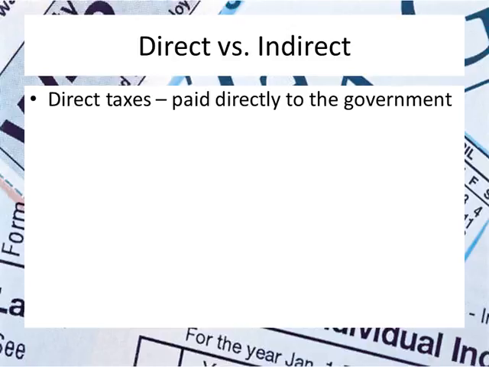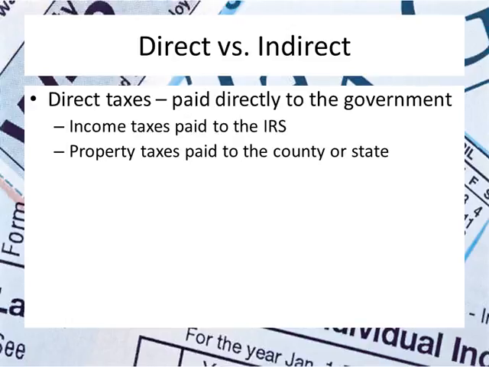There's a direct tax and an indirect tax. A direct tax is a tax that's paid directly to the government. Your income tax is an example of a direct tax. You pay it directly to the IRS. Even so, sometimes your boss may withhold your taxes. In the end, even though they may send it off for you, you're actually paying that tax directly to the IRS. Property taxes are also a direct tax that you have to pay to the county or state.